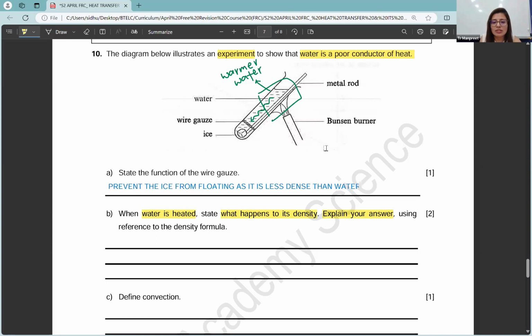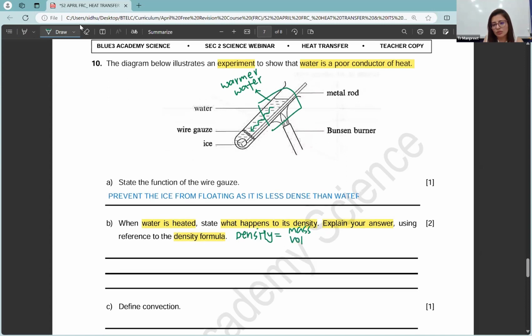Now they ask you to use the density formula. What does the density formula tell you? Okay, so we read the formula first. Density is mass over volume. This is what we know. So let's look at it. When water is heated, it expands, right? When it expands, that means the volume increases, so the density will decrease. Very quickly, density decreases.